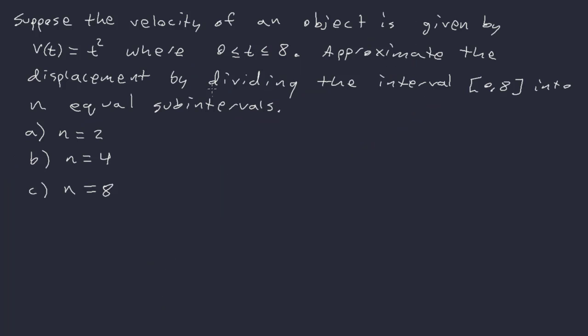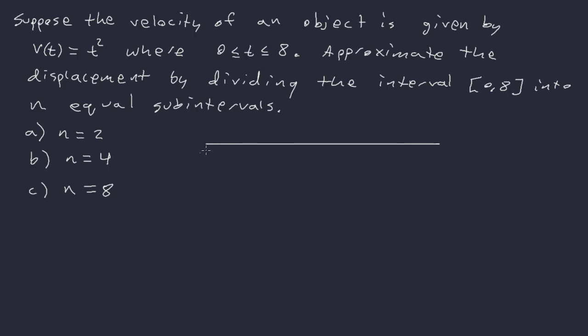All right, so let's suppose that the velocity of an object is given by v of t equals t squared, where t is between 0 and 8. And we want to approximate the displacement by dividing the interval 0 to 8 into n equal subintervals. So we're going to look at it in 3 different cases, where n is equal to 2, n is equal to 4, and n is equal to 8. So we want 2 subintervals in the first part, and 4 in the second, and 8 in the third.